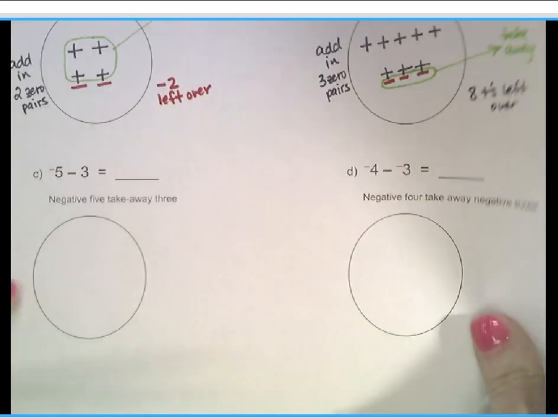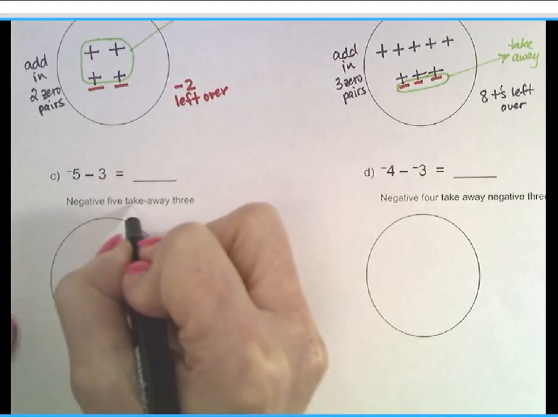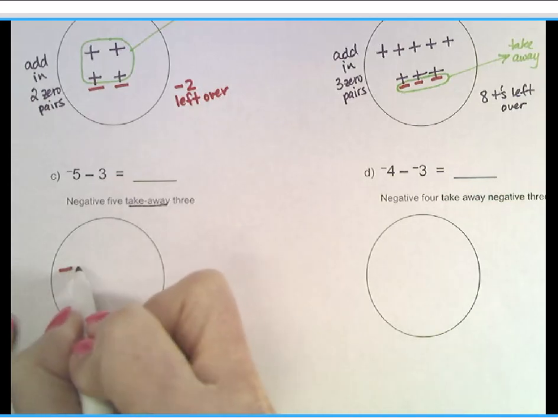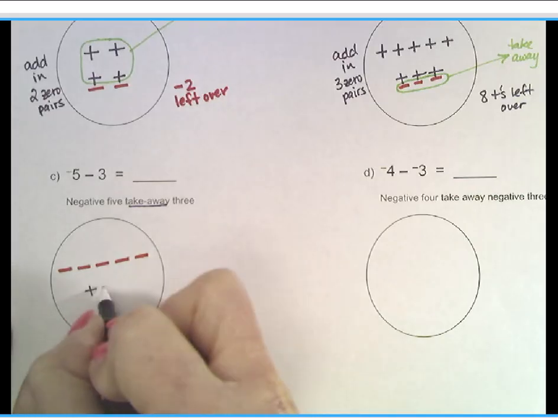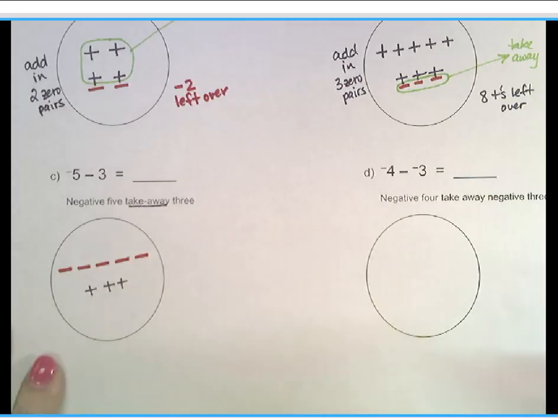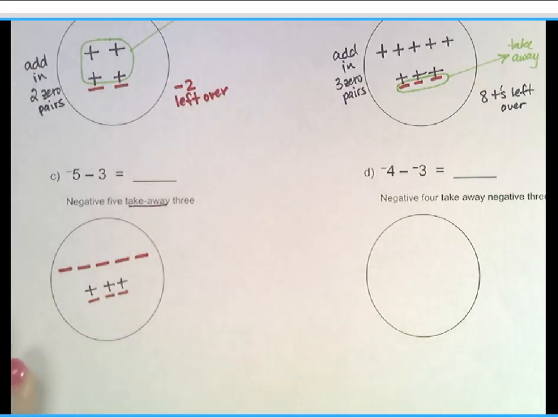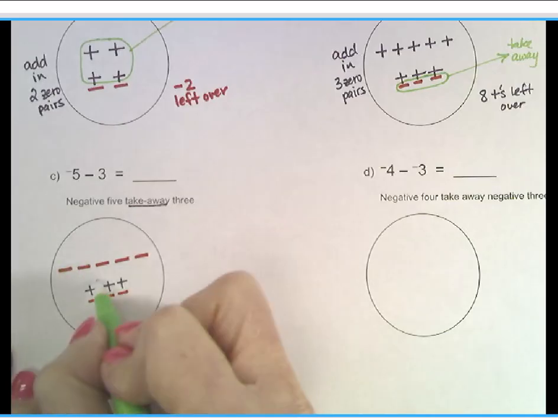Let's try a couple more. Negative 5 take away 3. So negative 5, take away 3. We're not taking away 3 negatives, we're taking away 3 positives. And so you look at the picture and you're like, I don't see any positives. Yeah, I know. So we're going to put some sneaky 0 pairs in there. I'm going to put 3 of them in there. So add in 3 0 pairs. So here's my negative 5. And now I'm going to take away 3.